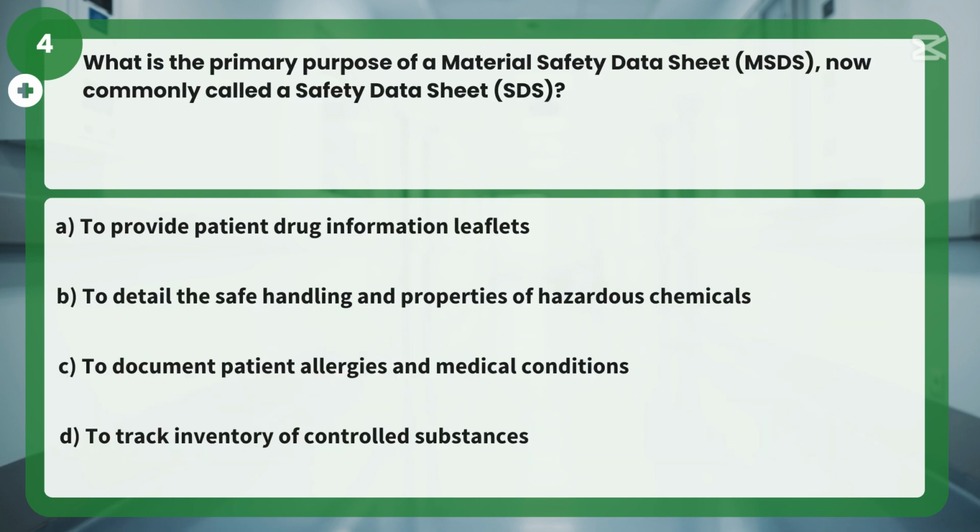Question 4. What is the primary purpose of a Material Safety Data Sheet, MSDS, now commonly called a Safety Data Sheet, SDS? A. To provide patient drug information leaflets. B. To detail the safe handling and properties of hazardous chemicals. C. To document patient allergies and medical conditions. D. To track inventory of controlled substances.